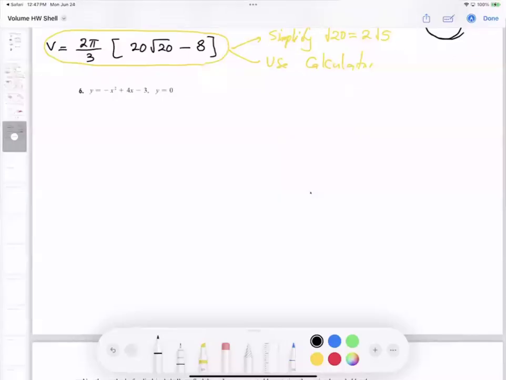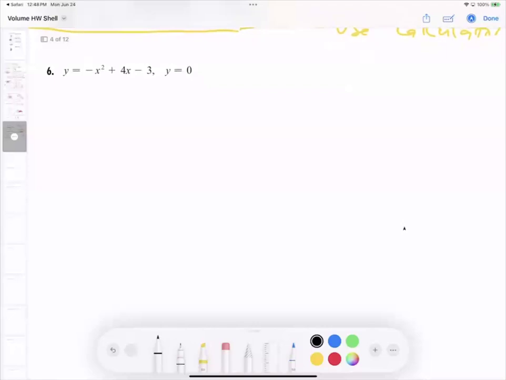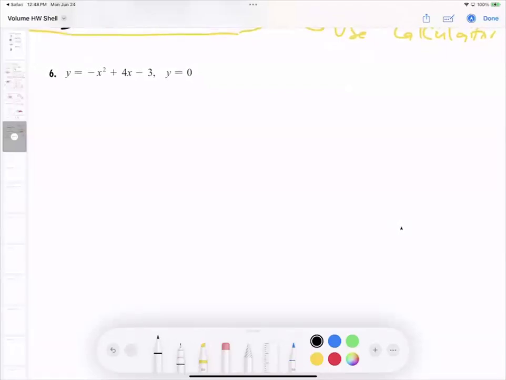Our next question, question 6. So you have this quadratic function, y equal to 0, and the question says, use the shell method and rotate this about the y-axis and then find the volume. Not that difficult. Let us find the intersection so we can visualize this object.